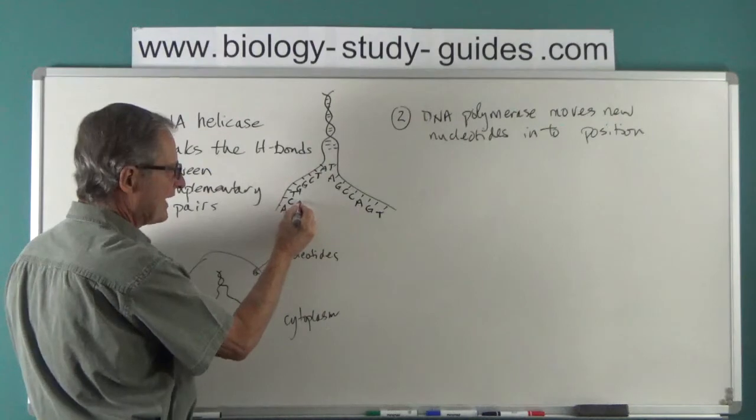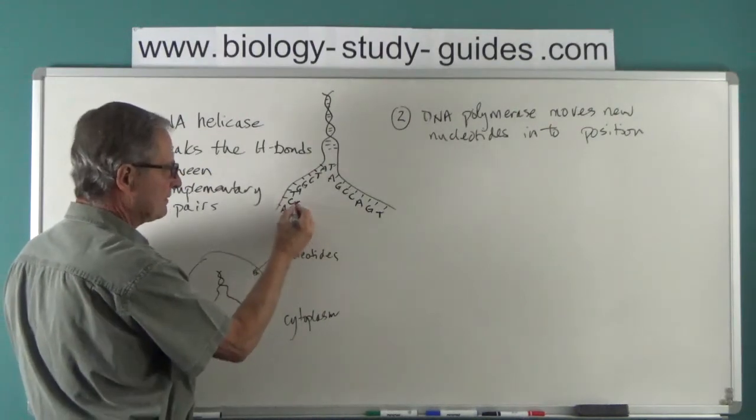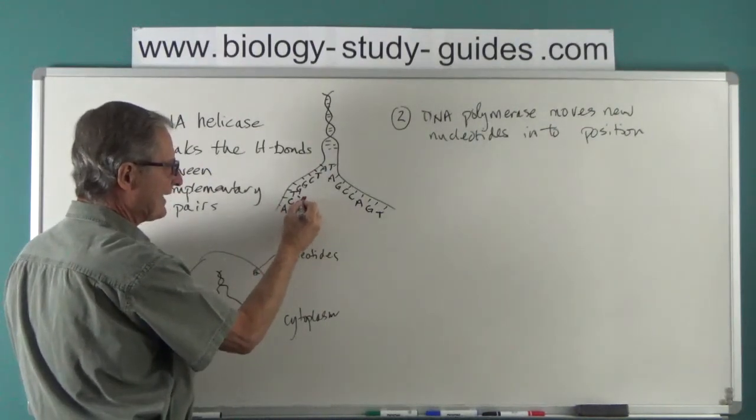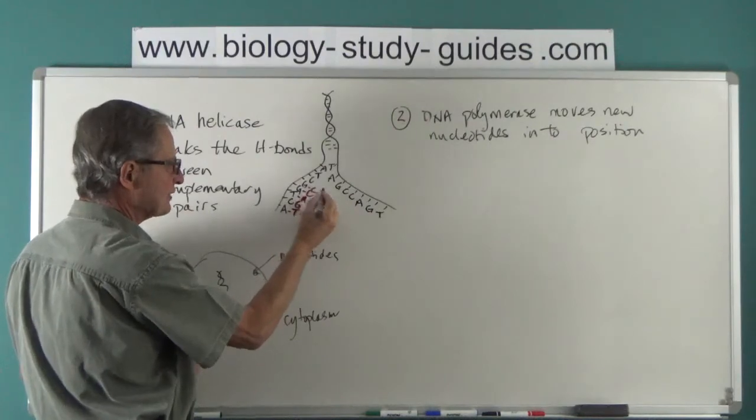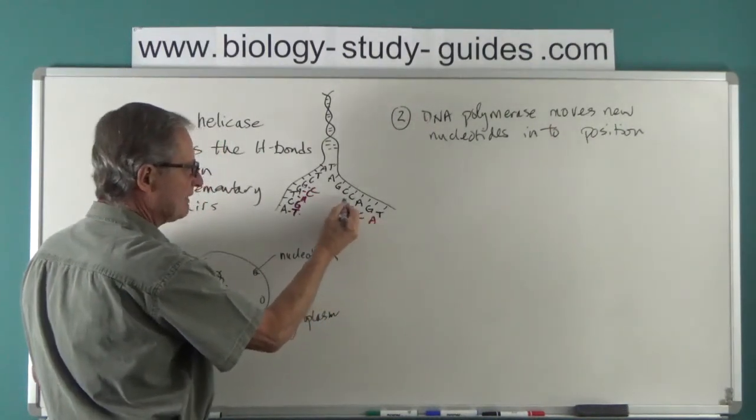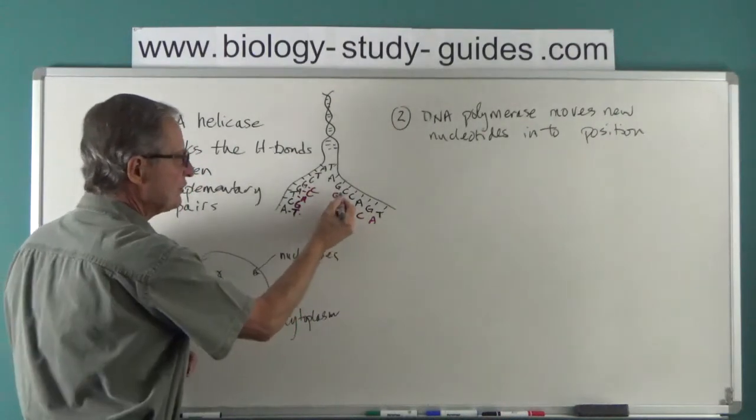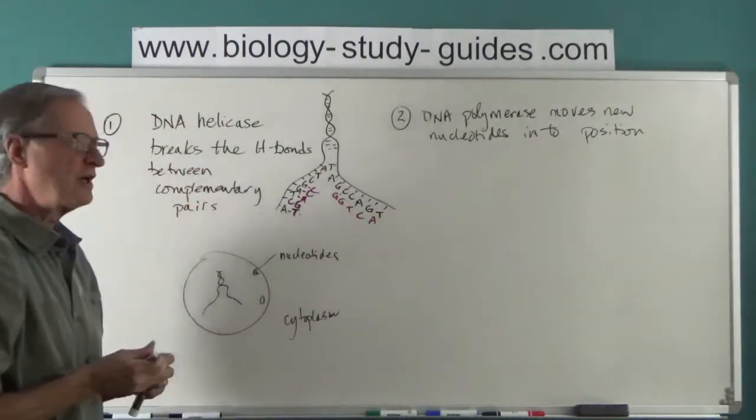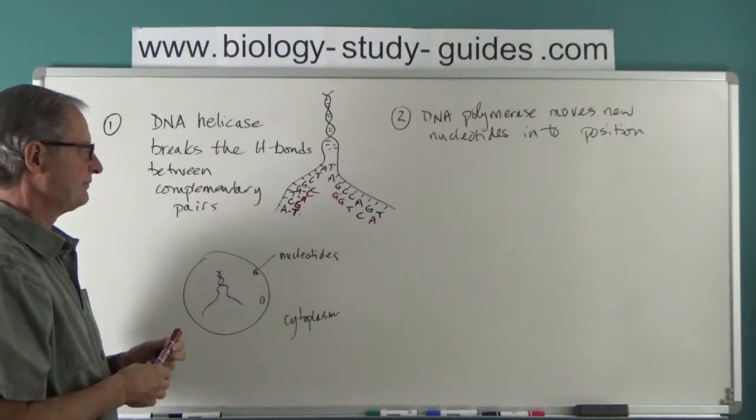This one has to be a guanine nucleotide. This one has to be an adenine. This one is cytosine. This one is cytosine. This one has to be an adenine, cytosine, thymine, guanine. These are the new nucleotides that get bonded into position.